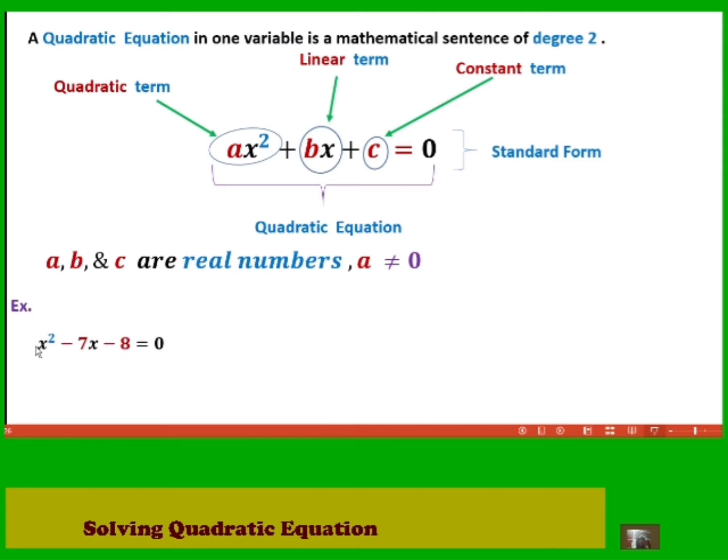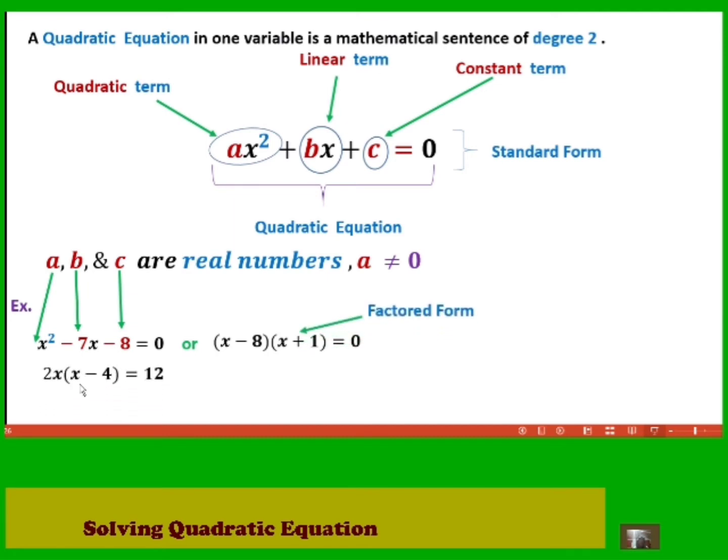For example, x squared minus 7x minus 8 equals 0. A is the coefficient of x squared, b is the coefficient of x, which is negative 7, c is the constant negative 8. Or this can be expressed in a factored form, these two quantities, x minus 8 times x plus 1.